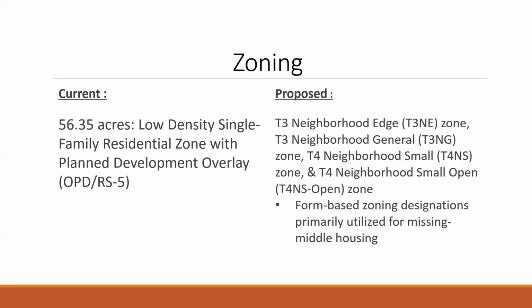The T3 Neighborhood General Zone is intended to provide a walkable neighborhood environment of small footprint, low-intensity housing choices from house small, duplex side-by-side, duplex stacked, cottage court, multiplex small to townhouse, supporting and within short walking distance of neighborhood serving retail and services. The T4 Neighborhood Small Zone is intended to provide a walkable neighborhood environment of small to medium footprint, moderate intensity housing choices from cottage court, multiplex small, courtyard building small to townhouse, supporting and within walking distance of neighborhood serving retail and services.